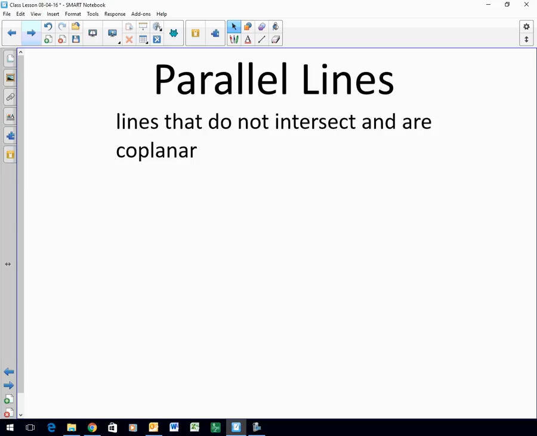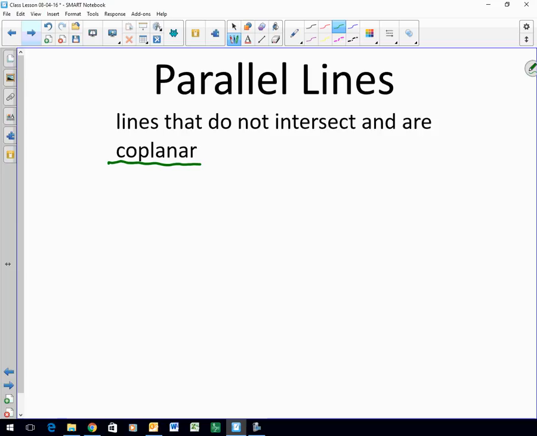Here's a good one. This one's not necessarily something that we're going to do right now, but it is important. Parallel lines. Parallel lines are lines that don't intersect and are coplanar. Coplanar. There's a key word in there that you need to make sure you know. Coplanar. What word do you think it is? Good. After 4 times, we picked up on that, right? Coplanar.